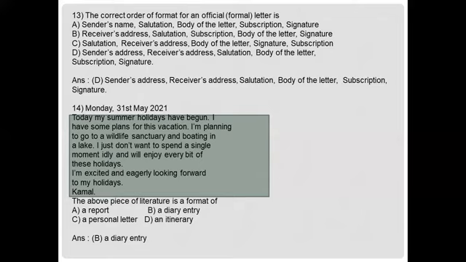Sender's address, then receiver's address, followed by salutation, body of the letter, subscription, and then signature. Okay. So option D is the correct answer.